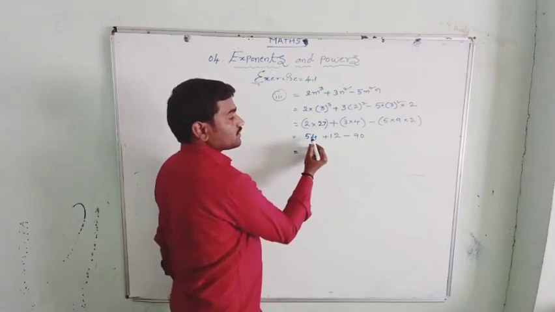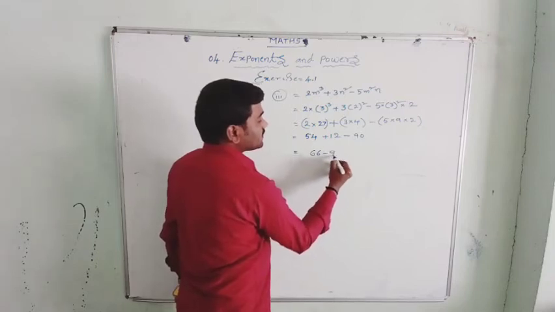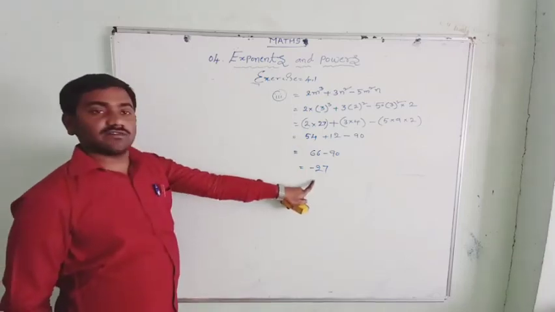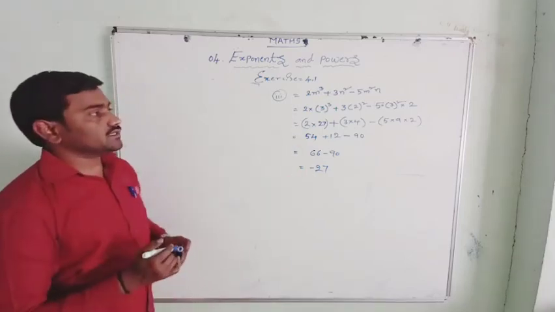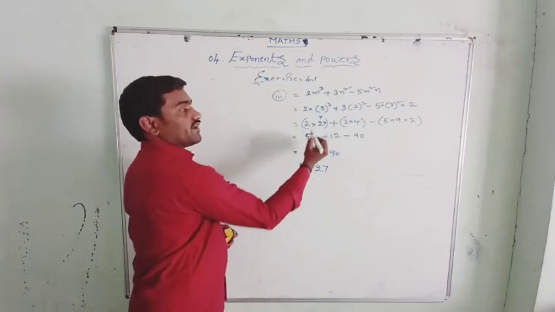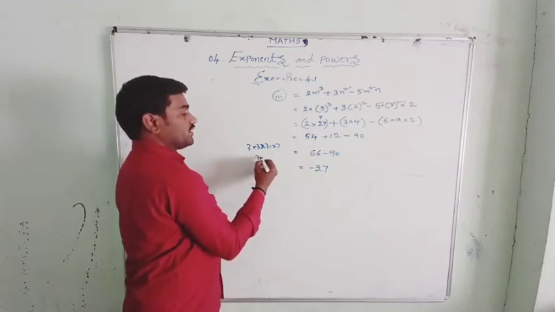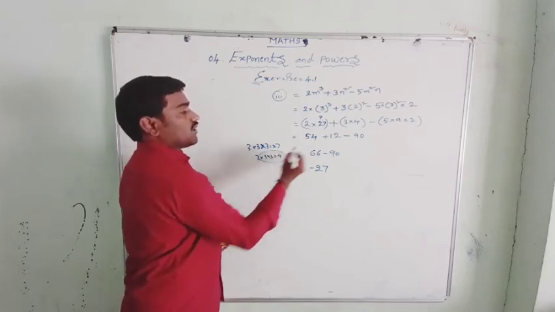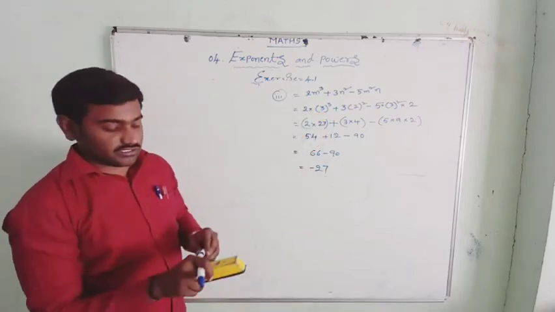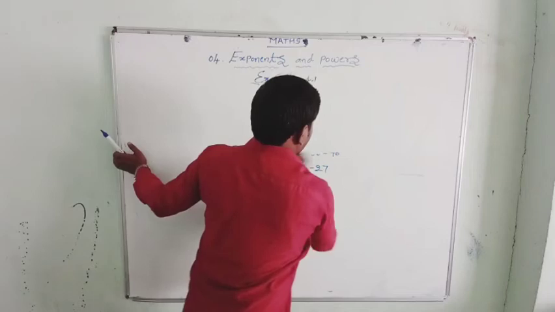So 54 plus 12, here 66 minus 90 equals minus 27. The third problem answer will be minus 27. Please observe this. Sorry for that. 3 cube is 27, but we have written 3 cube is 9. We have written 3 into 3 into 3 as 9. That is wrong. Now I have rechecked. The answer should be minus 27. Okay, sorry for the inconvenience and the mistake.